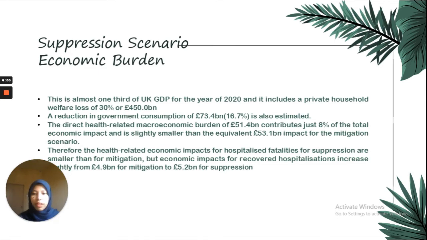So the direct health-related macroeconomic burden of 51.4 billion pounds contributes just 8% of the total economic impact and is slightly smaller than the equivalent impact for the mitigation scenario. Therefore, the health-related economic impacts for hospitalized fatalities for suppression are smaller than for mitigation, but economic impacts for recovered hospitalizations increased slightly from 4.9 billion pounds for mitigation to 5.2 billion pounds for suppression.